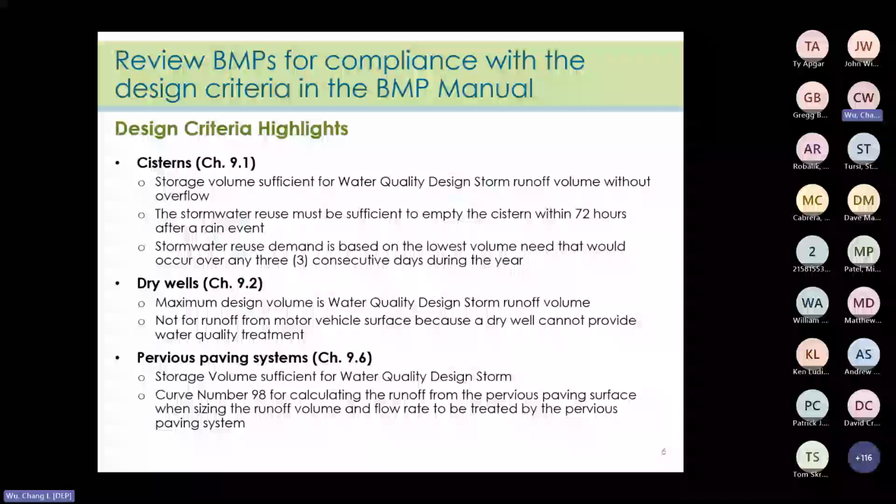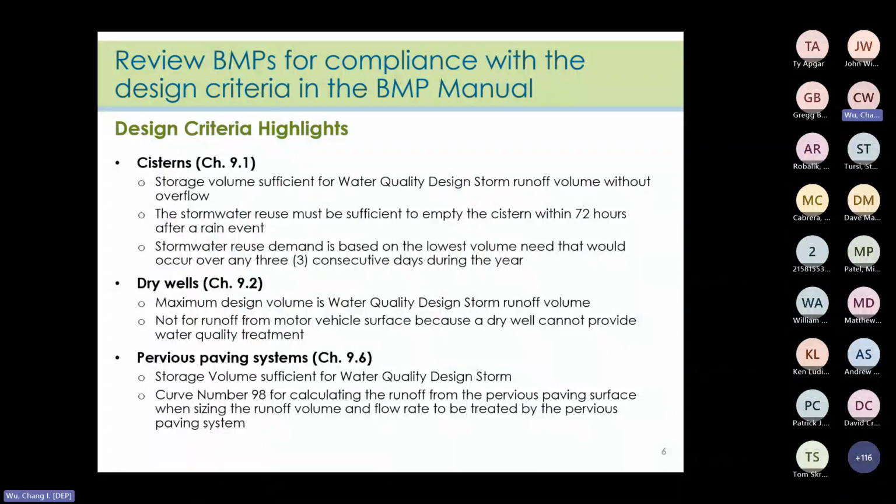Here are some highlights of the design criteria in some of the BMP chapters, but for details, please refer to the full chapter. For a cistern, the storage volume needs to be at least the runoff from the WQDS, which is the water quality design storm, and the cistern needs to be emptied by the reuse demand within 72 hours. For a dry well, the design volume cannot exceed the runoff from the WQDS, but it can be smaller than the WQDS.